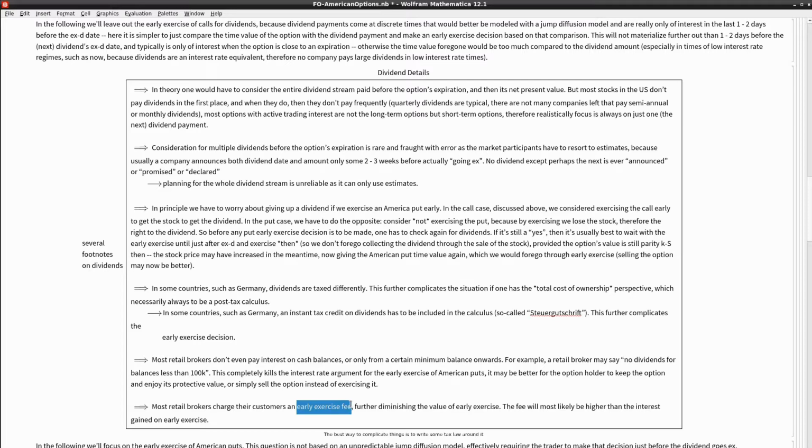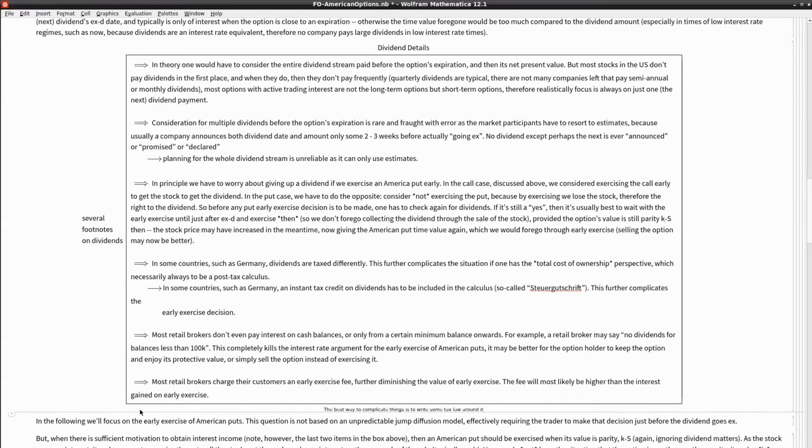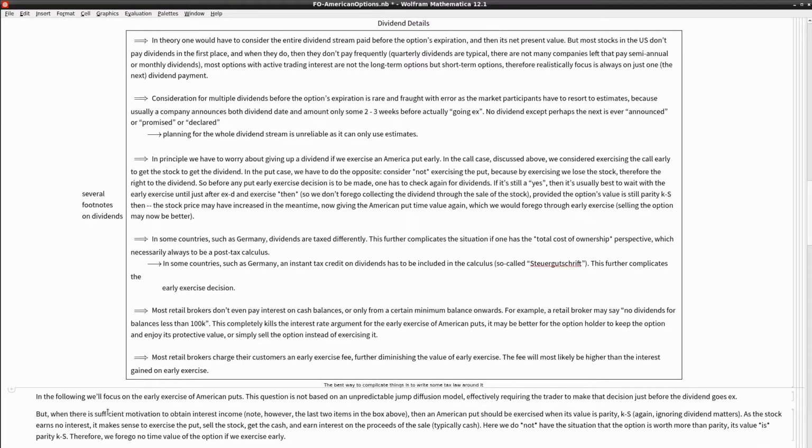You need to really see if the time value that you forgo, minus the dividend amount, minus the early exercise fee that your broker charges you, plus tax effect, is still larger than zero, right? So I will skip over all these details here. Please pause the video or download the file.